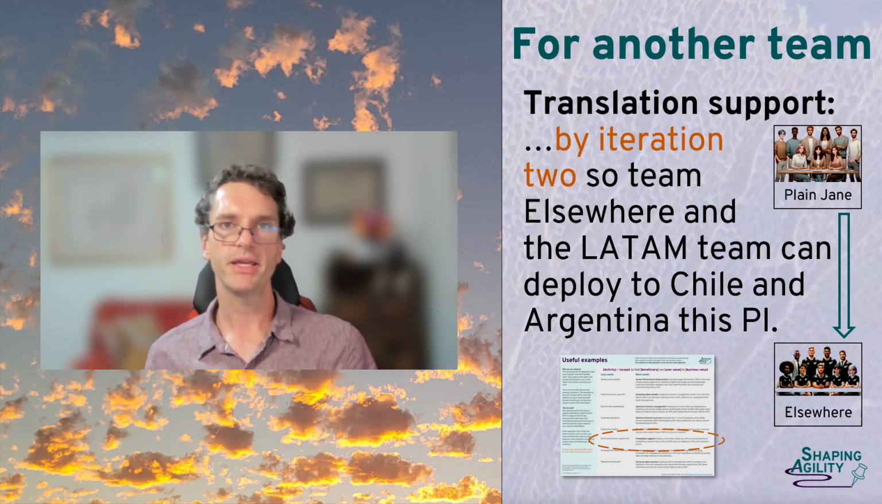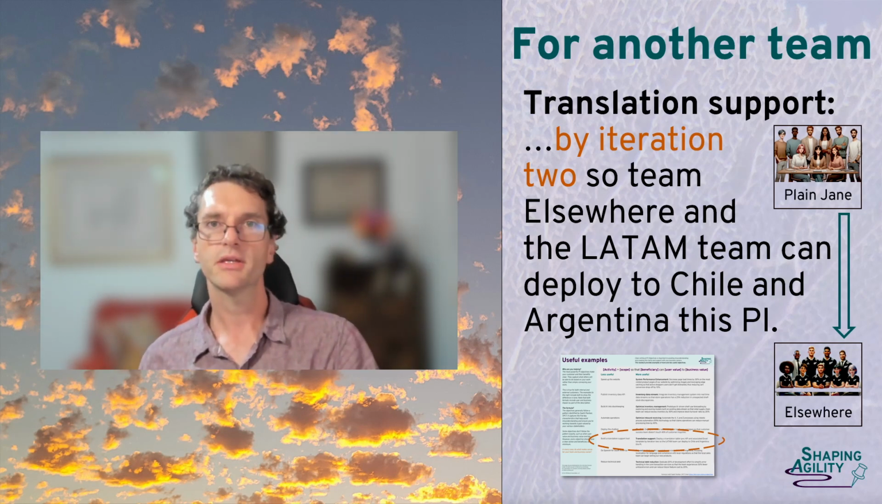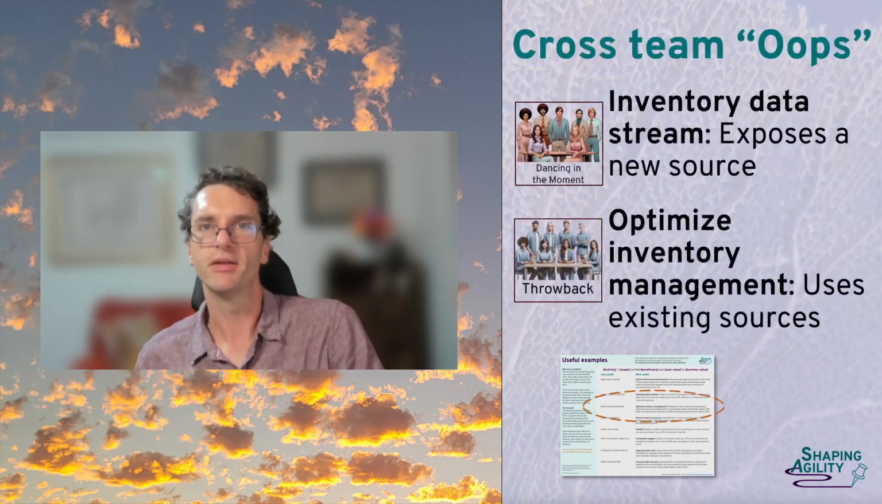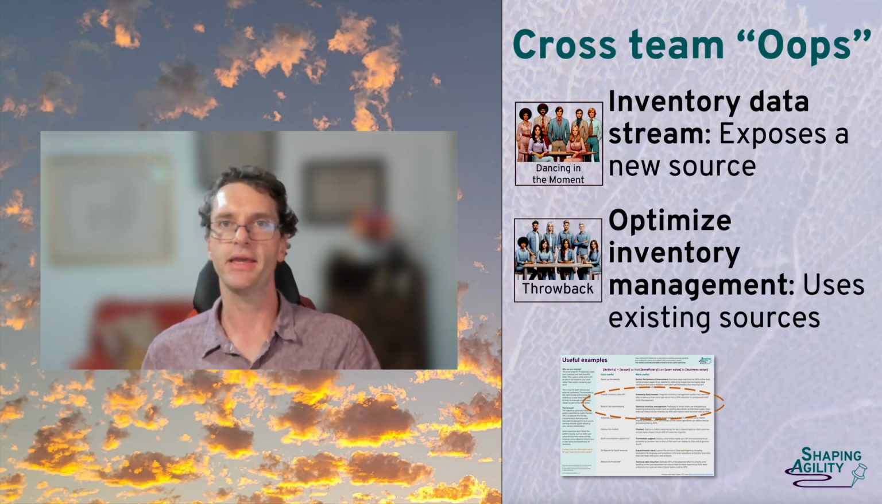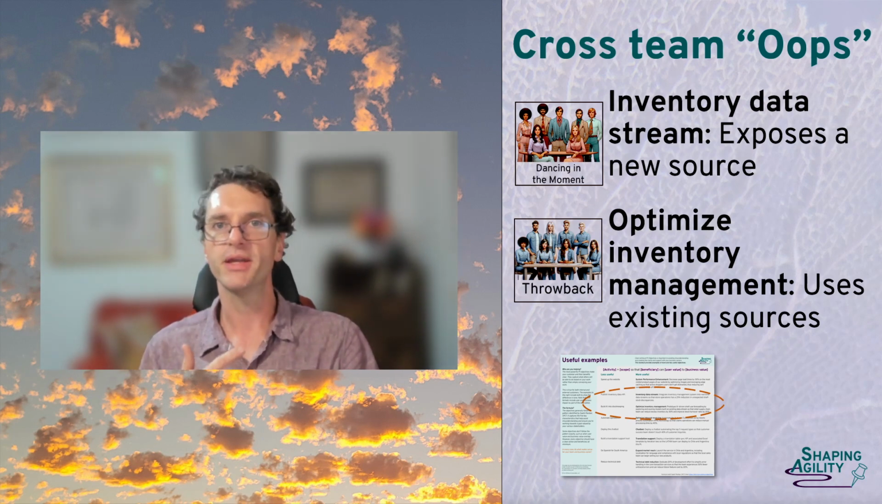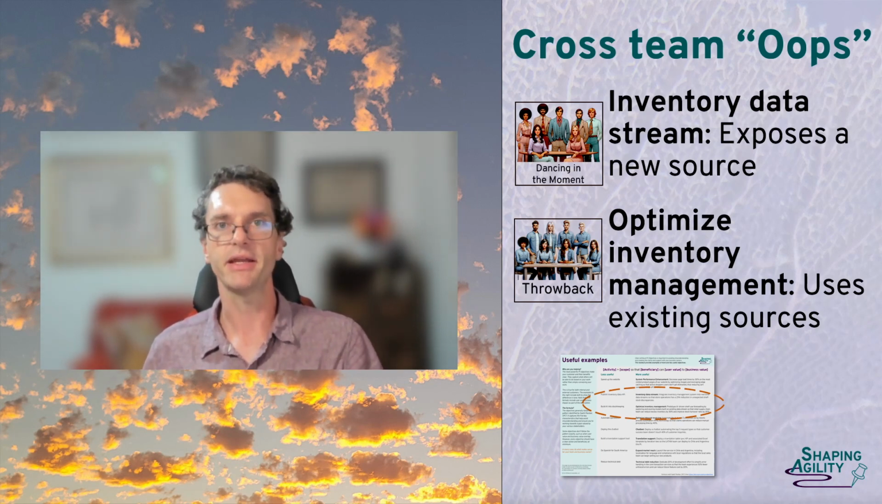So again, solid PI objectives showing how two teams relate to each other. Let's go to one that's not as healthy. So you've got Dancing in the Moment, one of the Streamline teams saying, hey, this is exciting. We're going to open up a whole new inventory data stream. It's going to be faster, cheaper, and have more data than any of the sources we've exposed to date. Sounds kind of exciting, right?